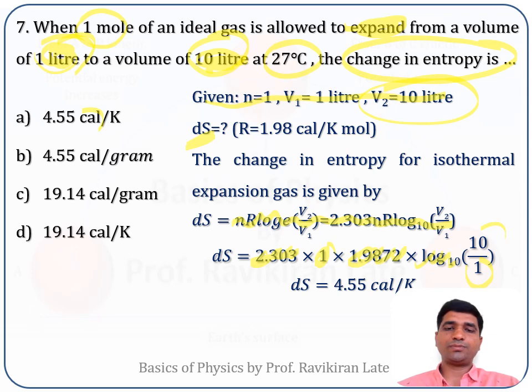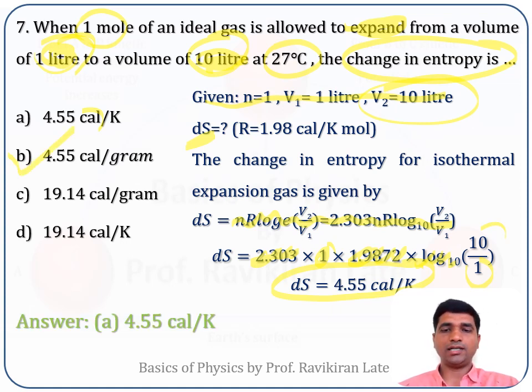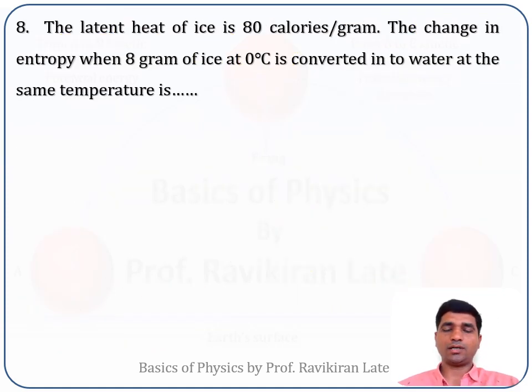So if I substitute and do this simple calculation, I will come up with an answer: dS is equal to 4.55 calories per Kelvin. So the correct answer for this question, if you look at the options, is option number B, that is 4.55 calories per Kelvin.